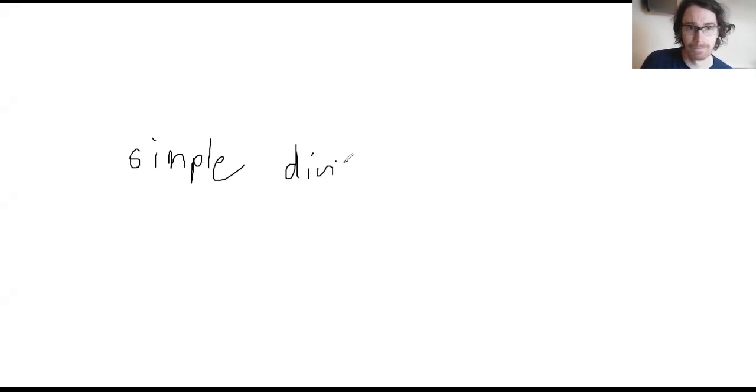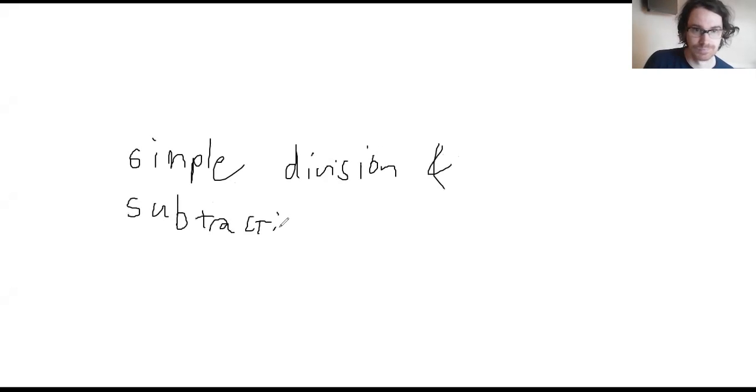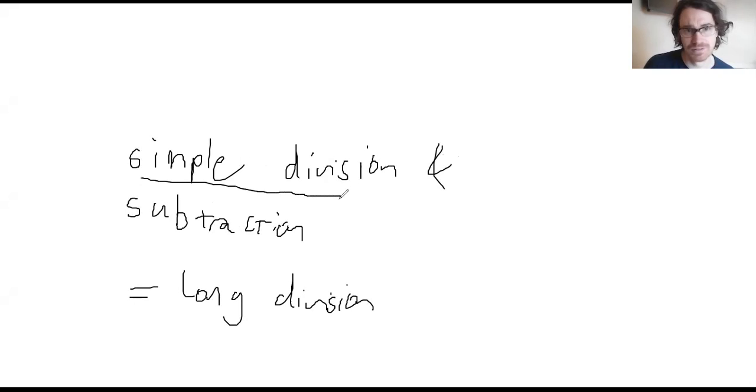I'll write that on the whiteboard. So put together simple division, which is a division you can do already, and subtraction. And what do you get? Long division. So all it means is we do a simple division and then we do a subtraction. We do a simple division again and we do a subtraction. We do a simple division again, then we do a subtraction. That's all long division is.